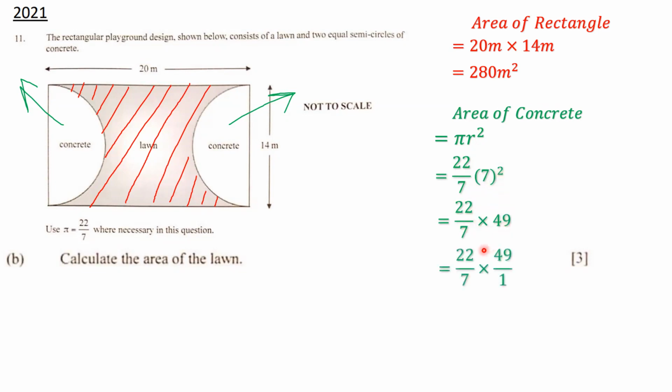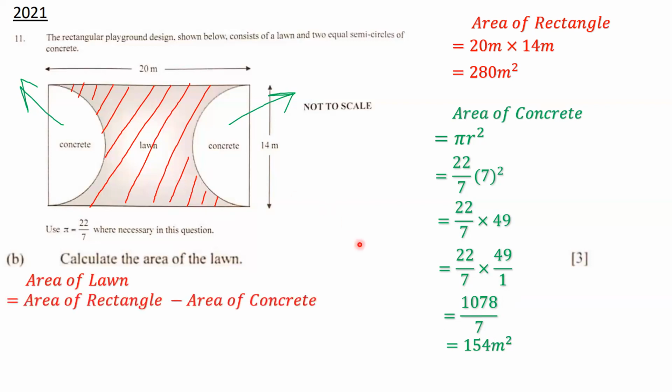What we're going to do here is multiply 22 by 49 to get 1,078. And 7 times 1 is 7. And then I divide 1,078 by 7, which gives me 154 meters squared. Okay, so that's the area of the lawn, the area of this shaded region. Okay, let's move on. Oh, I'm sorry, that's not true. This is the area of the concrete. So we found the area of the concrete, and we found the area of the rectangle.